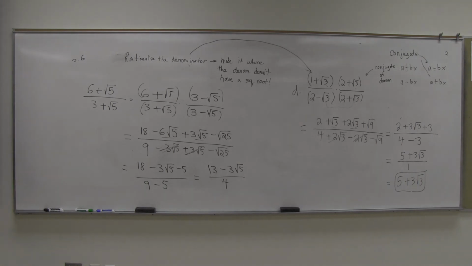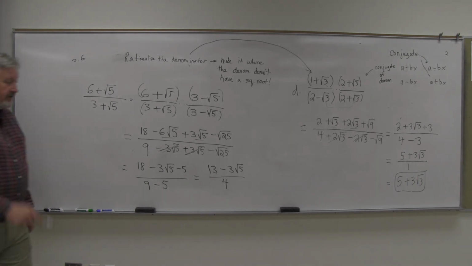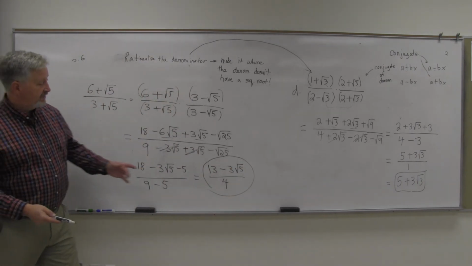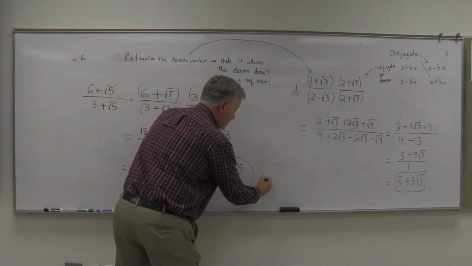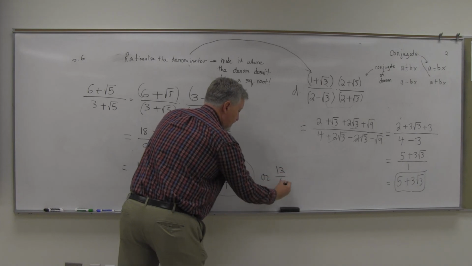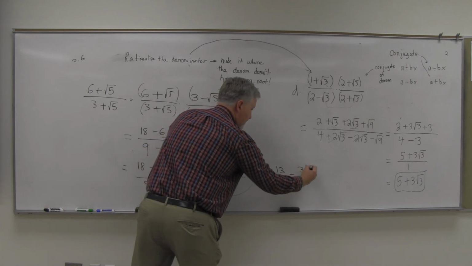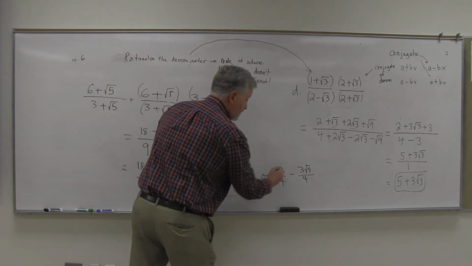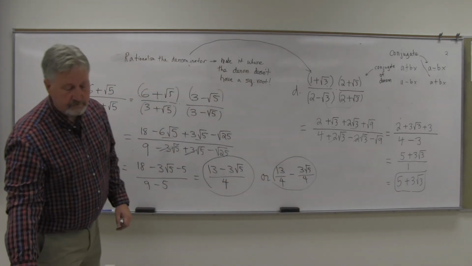Okay? That's a pretty good answer, because if this was going to simplify further, I would divide, so you could, here's the other alternative answer, 13 divided by 4 minus 3 square root of 5 divided by 4, but that doesn't simplify any, so I'm okay with either one of those.